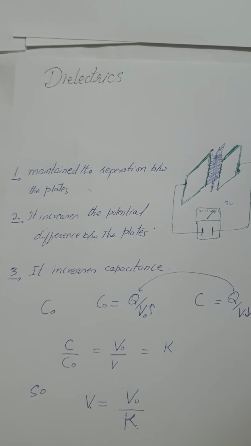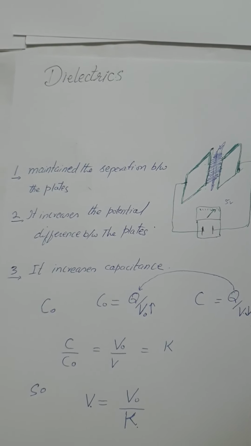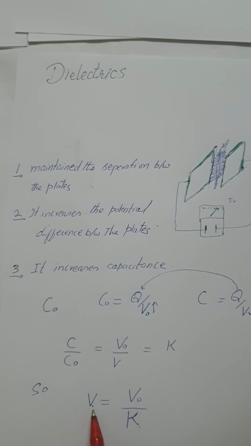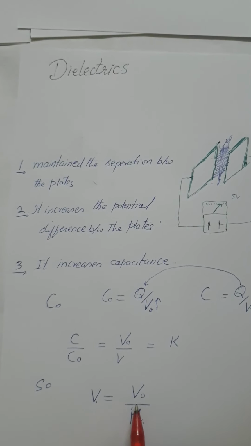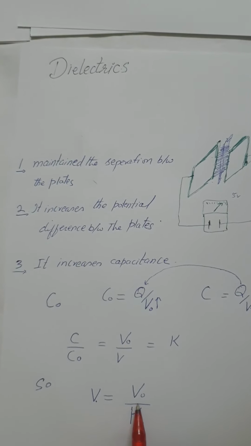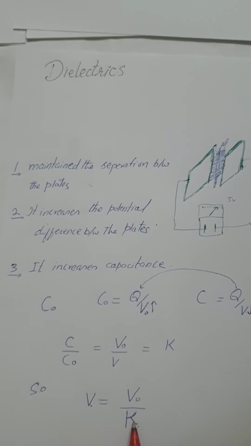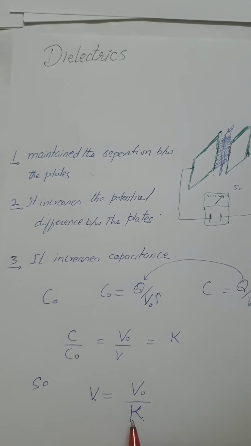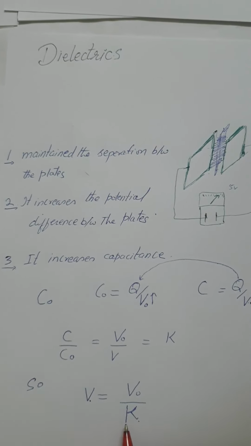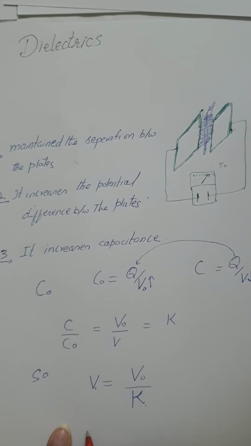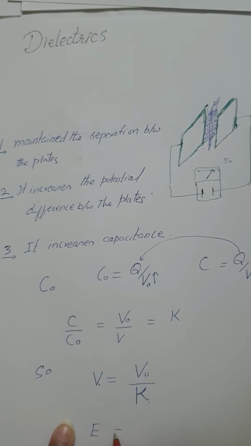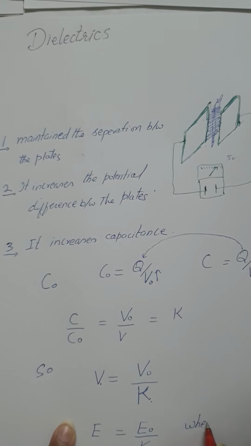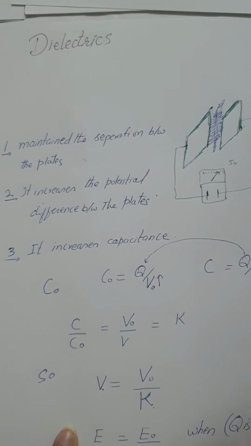Okay, so because potential V and electric field E are related to each other, it means if the potential is reduced by a factor of K, the electric field is also reduced by a factor of K. So this relation can be written in terms of electric field as E is equal to E naught over K when charge is constant.